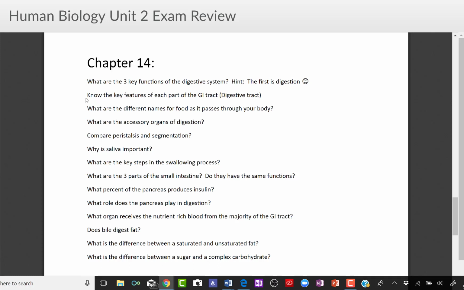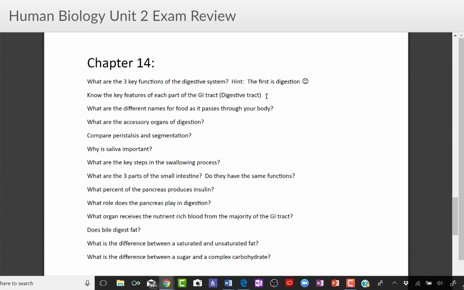Know the key features of each part of the GI tract, like a 10,000 foot view. This will all be in your digestive system overview. So you've got the mouth. The mouth mechanically breaks down food and then mixes it with saliva, which lubricates it and starts the chemical digestion process. The pharynx, the throat, and your esophagus are just hollow tubes that carry the food to the stomach. The stomach's job is to use stomach acid and protein digestion enzymes to start to digest and unravel proteins, primarily. That's why the protein content of a meal determines how long it sits in your gut.